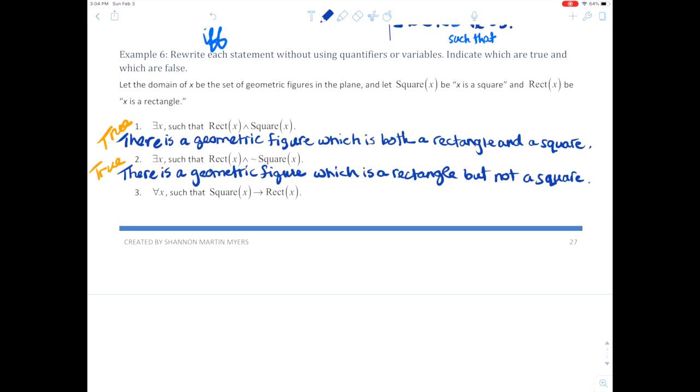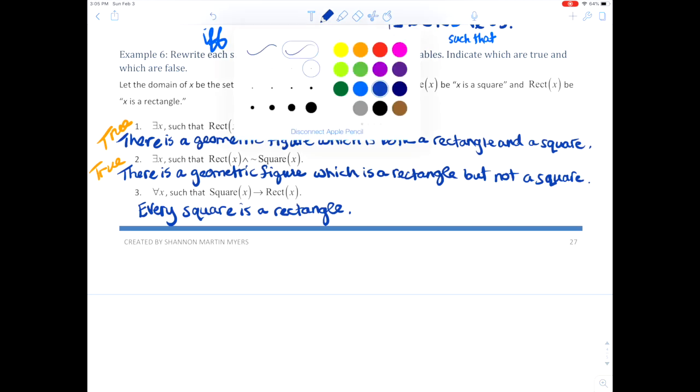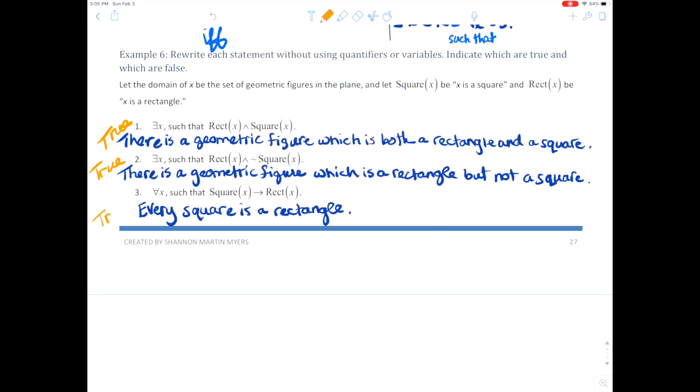If you take a look, is it true that every single square is a rectangle? Yeah, it is. And we can write it like that. Every square is a rectangle, but the converse wouldn't be true. So just be careful on those. So that is indeed a true statement. Again, just to clarify, every geometric figure that is a square is also a rectangle.